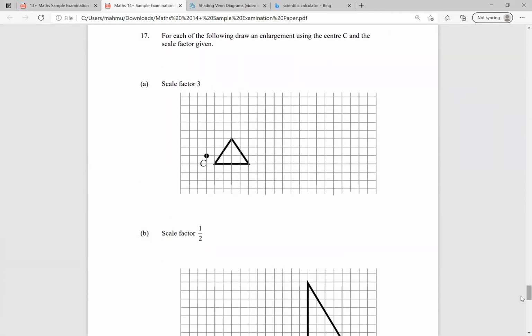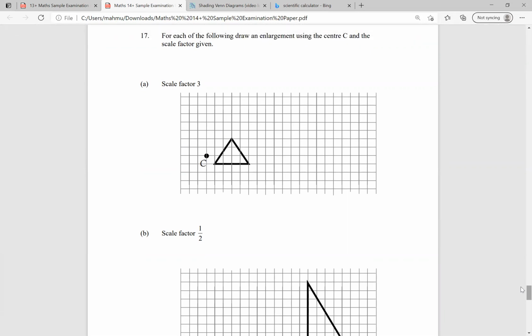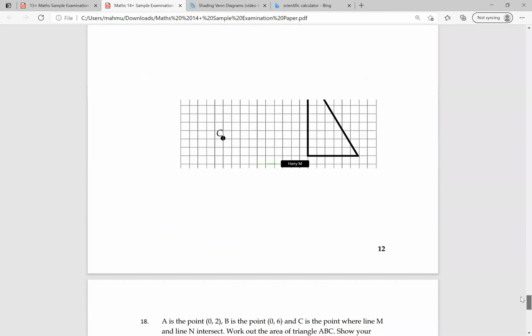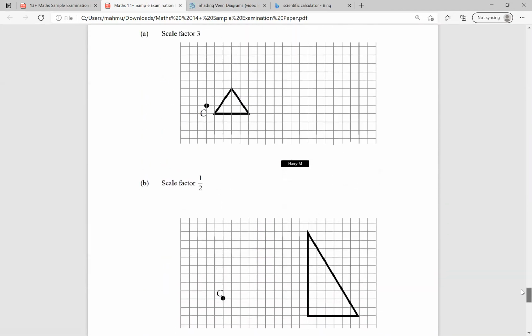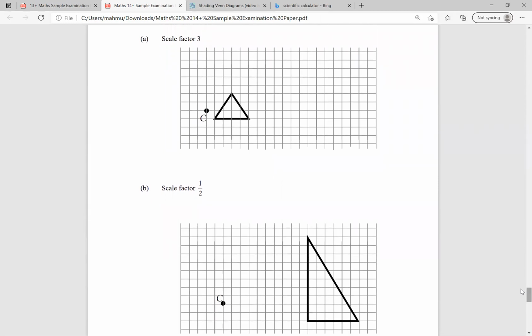Okay, this is scale factors. Make it by 3 times bigger and make this half smaller. That should be easy stuff, isn't it? Is that going to be hard for you? Okay, let's draw it. 3. Yeah, 3 times bigger.